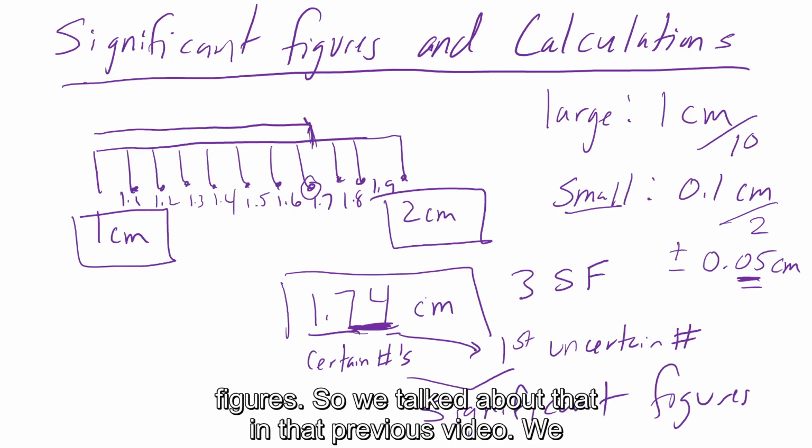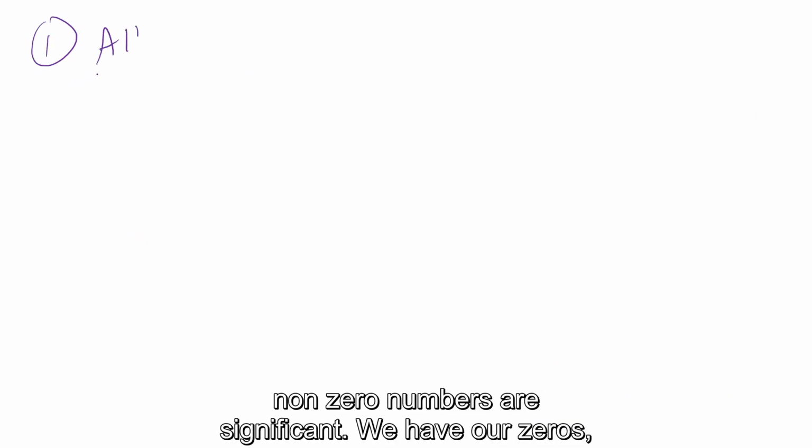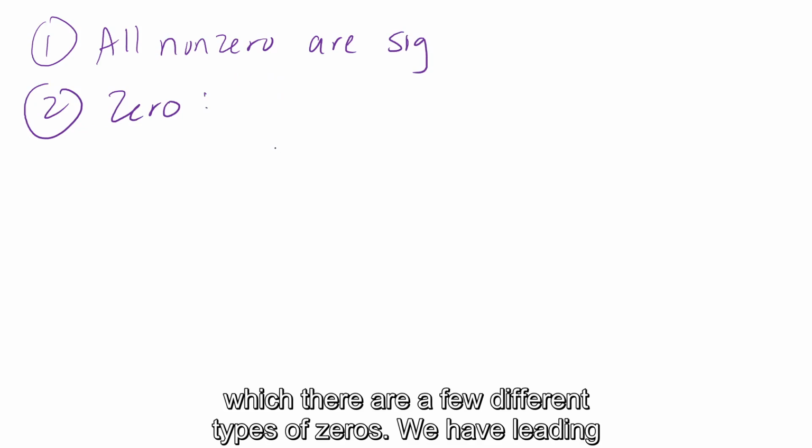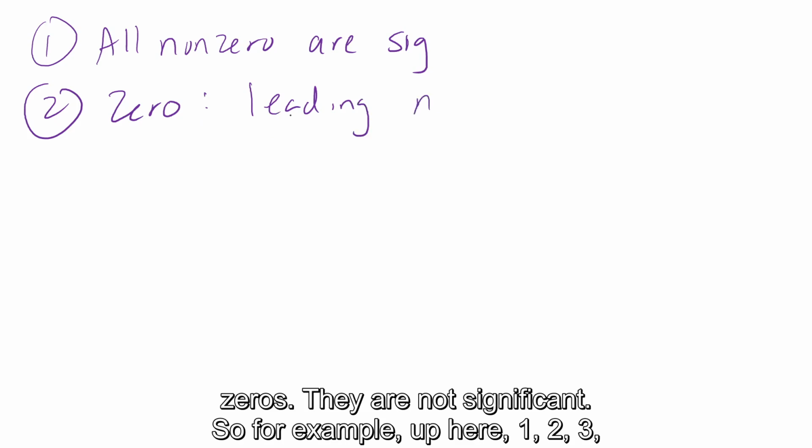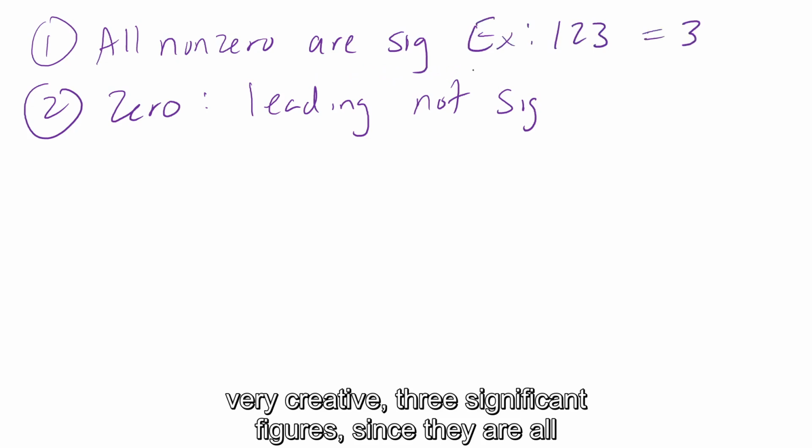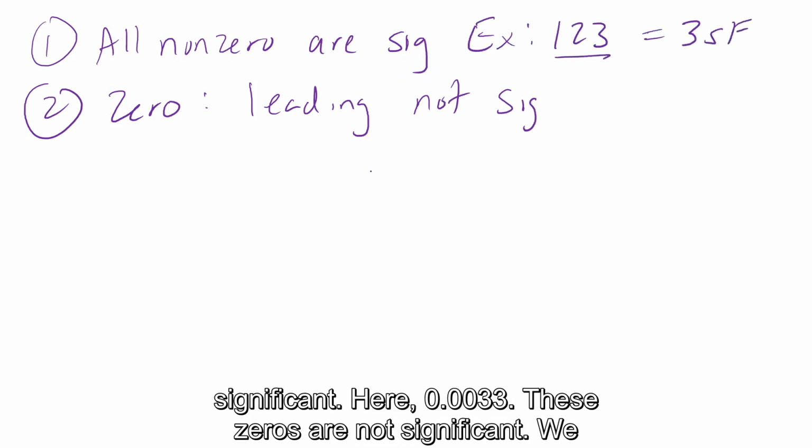So we talked about that in that previous video. We talked about what makes up significant figures, and just to run down the rules really quickly, all non-zero numbers are significant. We have our zeros, and there are a few different types of zeros. We have leading zeros. They are not significant. So for example, up here, 1, 2, 3, very creative, has 3 significant figures since they are all significant.